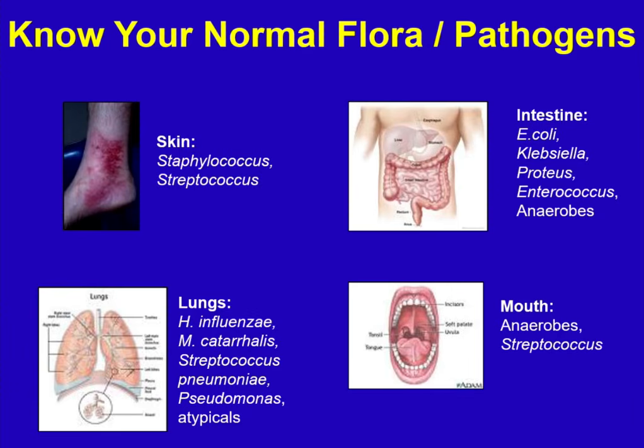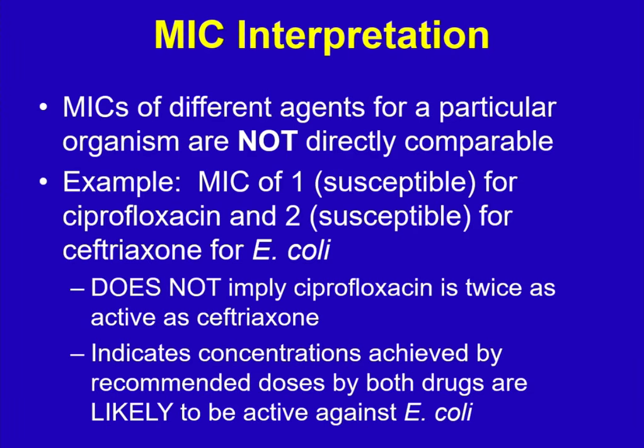As we all know, we also know our normal flora, because the same normal flora can be our pathogens if there's altered mucosa, altered anatomy and whatnot. We know that our skin is strep. We know that our intestinal pathogens are mostly gram-negative, and anaerobes further down in the colon. Our mouth is anaerobic and streptococcus, et cetera, et cetera.